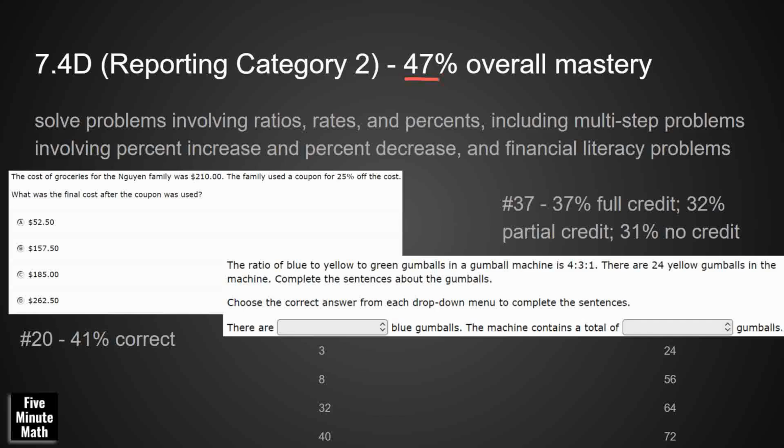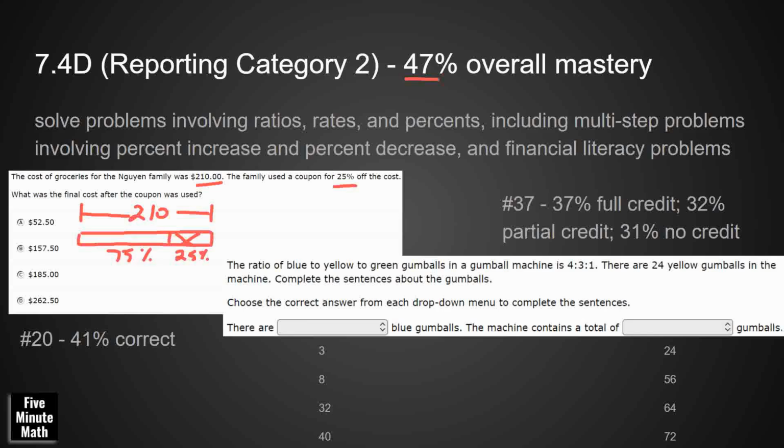Now, we have the cost of groceries on number 20 here was $210, and we used 25% off. So we need to figure out what is the final cost after the coupon was used. So we've got a few different options here. If we want to look at it as a strip diagram here, so here's $210. Here's the cost of groceries. That's my total. And then we got 25% off. So if I wanted to break this up into two different parts, right? So I could say there's my 25%. That's what's going away. And then what's left is 75%.